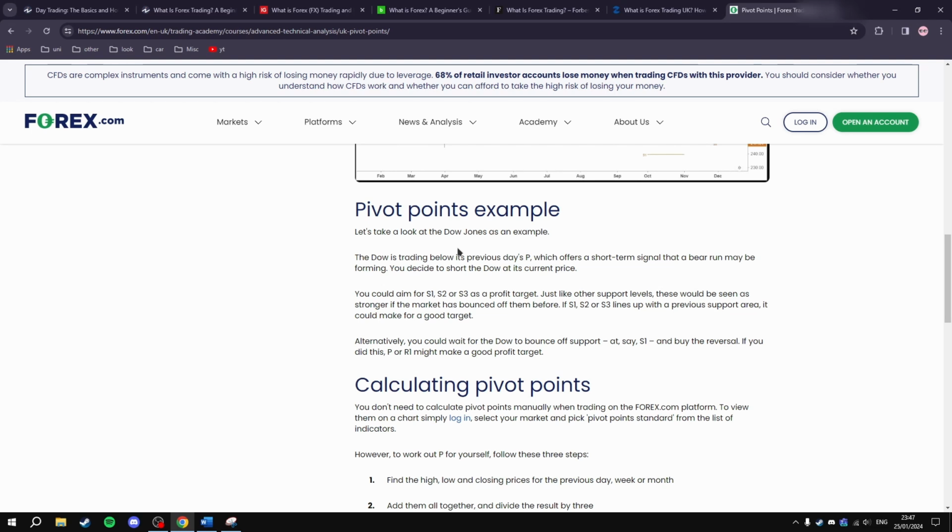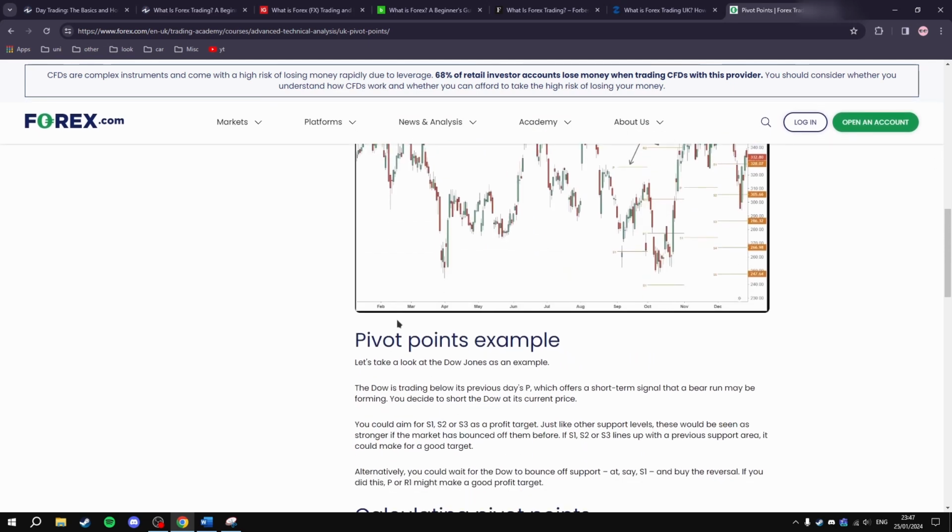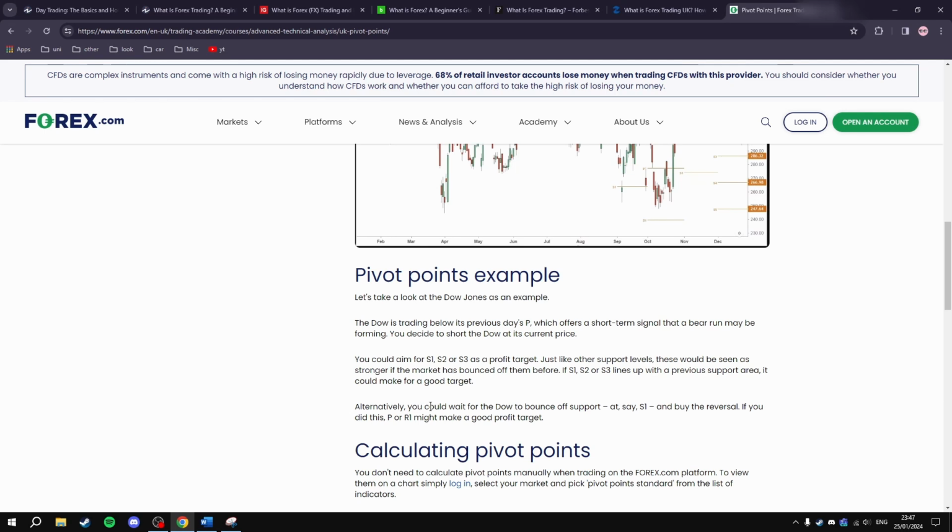Just like some other support levels, these will be seen as stronger if the market has bounced off of them before. If S1, S2 or S3 lines up with a previous support area, it could make for a good target. Alternatively, you could wait for the Dow to bounce off support at, say, S1 and buy the reversal. If you did this, P or R1 might make a good profit target.